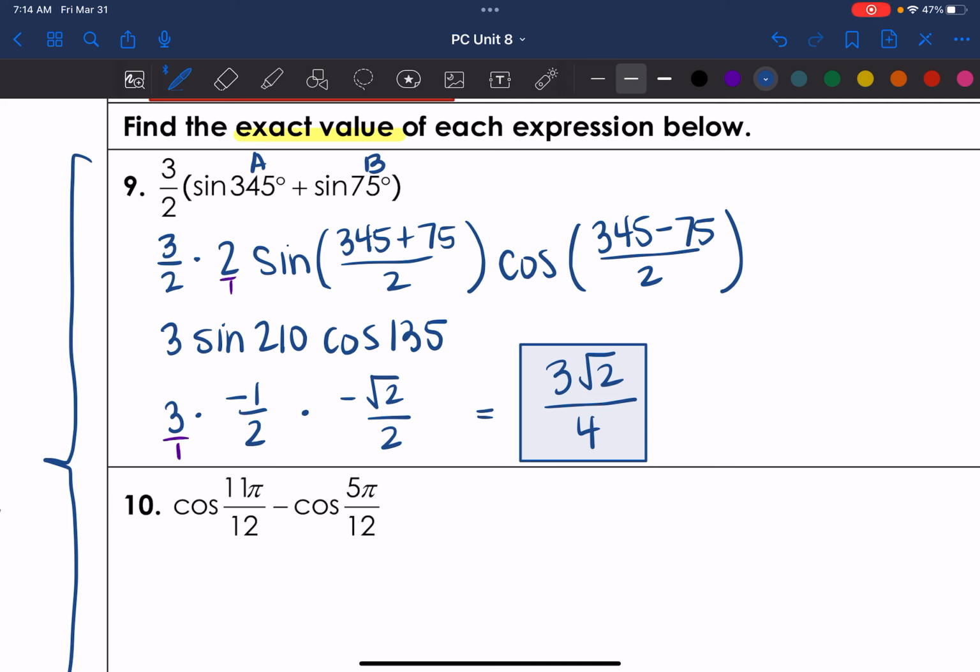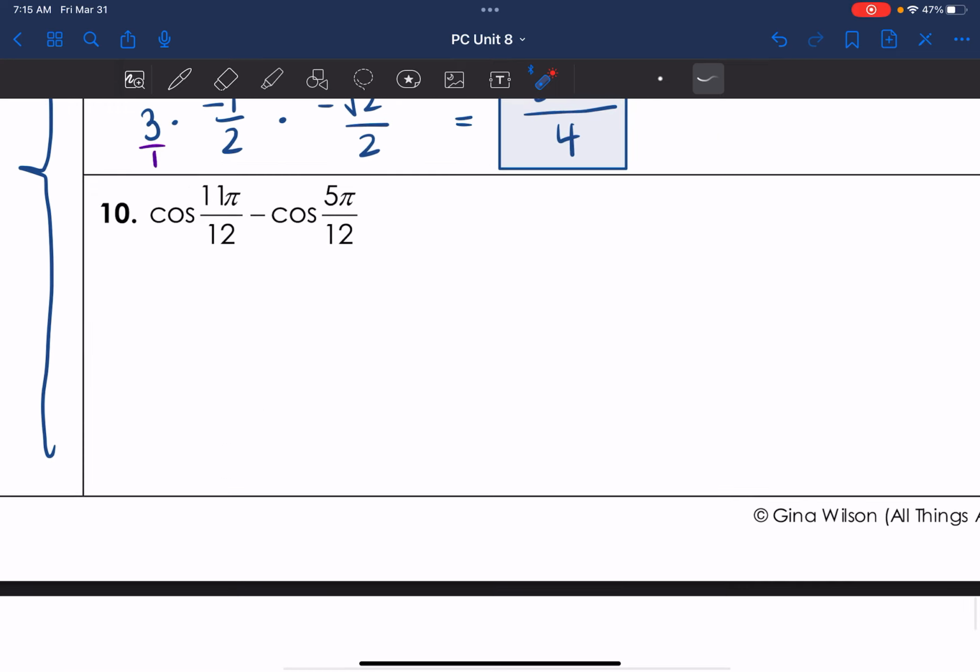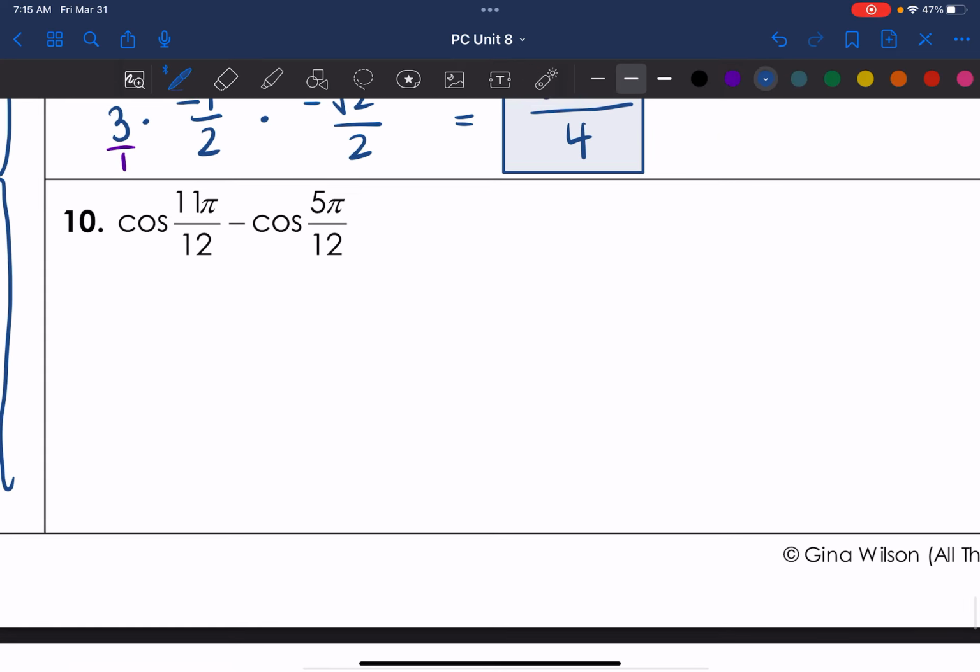If you want to check your answer, you can type this expression into your calculator, and then type in this fraction into your calculator, and they should give you the same decimal. Okay, now let's do one last one. Cosine of 11 pi over 12 minus cosine of 5 pi over 12.